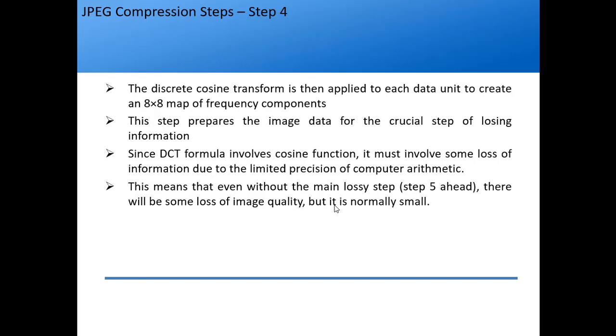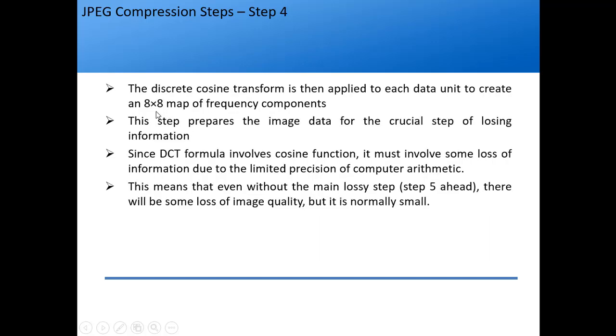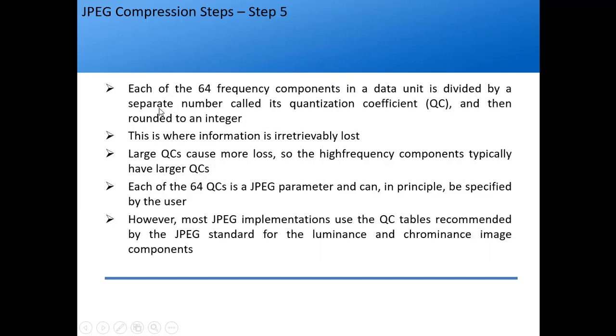So now step 4 we can call DCT. Now step 5 is what? DCT-Q. So each of the 64. Why 64? Because it is 8 by 8. So we get 64 coefficients.